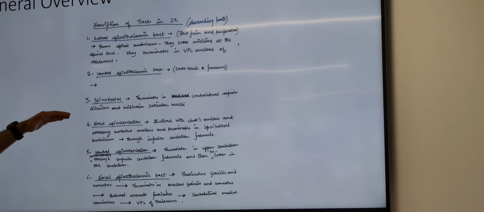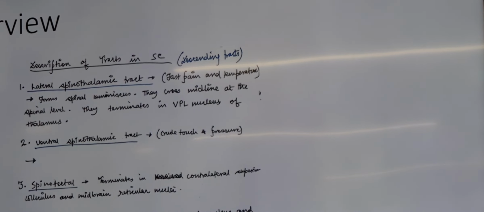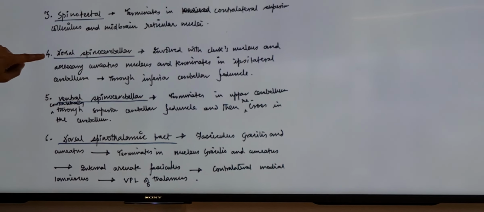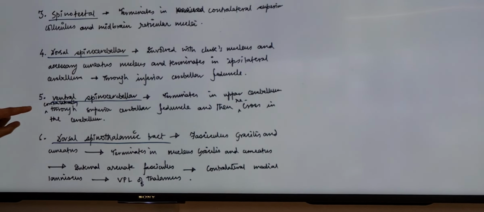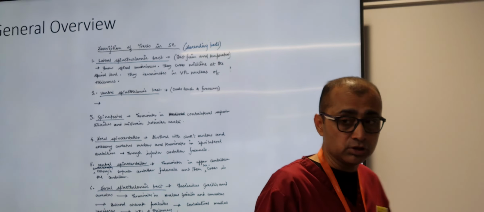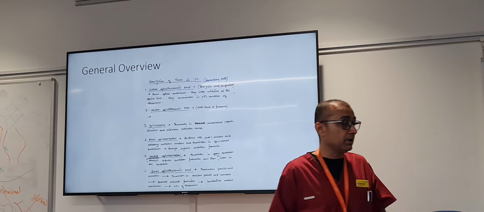So, what are the pathways? Spinothalamic, then dorsal column. It's not dorsal spinothalamic, it would be dorsal column. Then spinotectal, dorsal spinocerebellar, ventral. So the most important pathways which you have to know are the dorsal column, spinothalamic, and the spinocerebellar pathways.